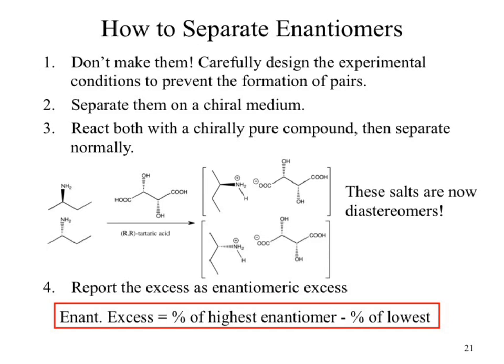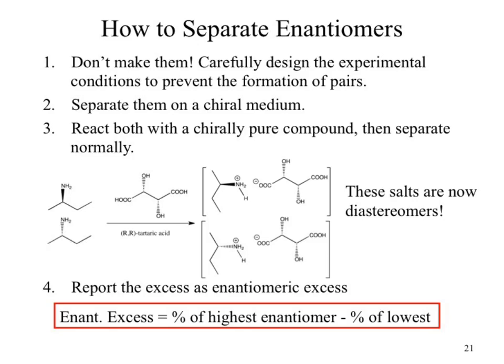Okay? The last thing we can do is pretty much just accept that we suck. We've made enantiomers. We just need to report that we have enantiomers. So what we will report is something known as the enantiomeric excess. There are two versions of our enantiomers, so we'll take the highest enantiomer and subtract the percentage of the lowest enantiomer, and we report that as our enantiomeric excess.